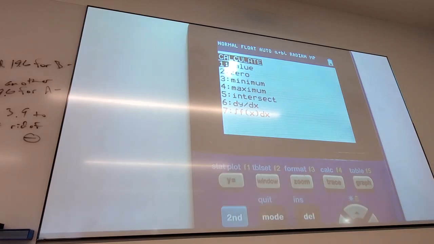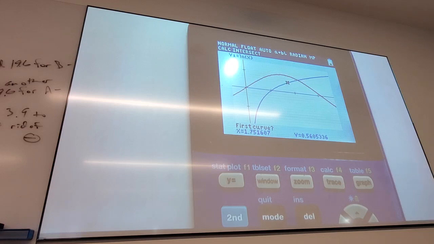So on number 5. So let's see what they asked me. Has anybody ever done this before? Okay. So it asked me for the first curve. Am I on one of the curves? I'm going to hit enter. Look what it does. It bounced to the other. Now am I on the second curve? Yes. Hit enter. Now it wants a guess. So go over here. Enter. And then it tells me.